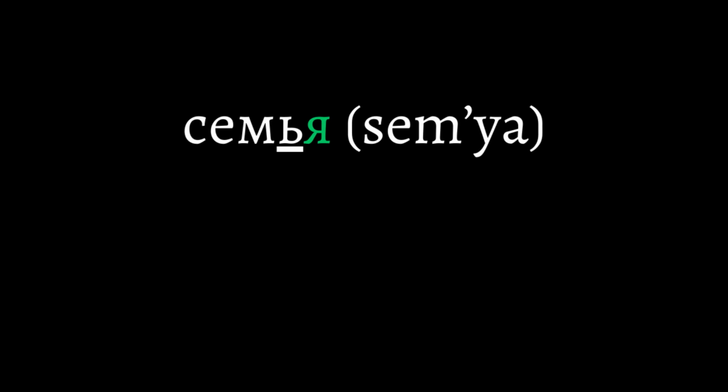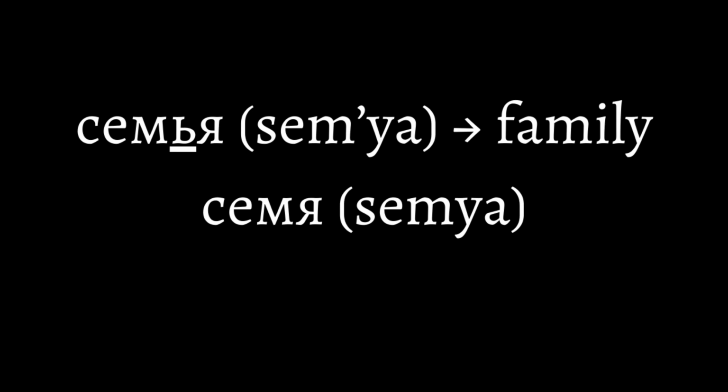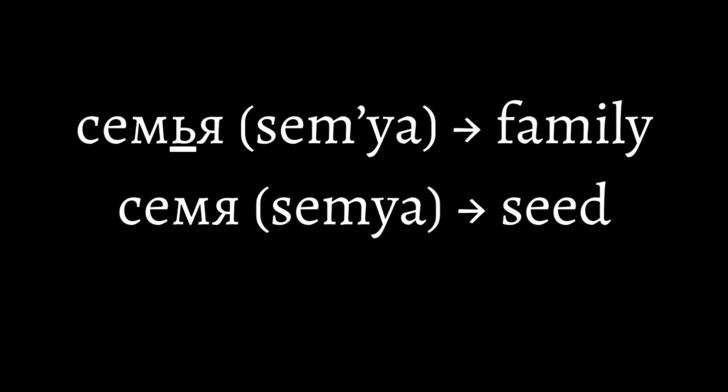Here we have a word where the soft sign is placed between a consonant and a vowel. I'll get to this vowel in a minute. This word is pronounced semya. Semya. This word means family. If you were to remove the soft sign, the word would be semya, without the sign. Semya. This word now means seed. Just like I said about the soft sign being used more than the hard sign, this is what I meant.